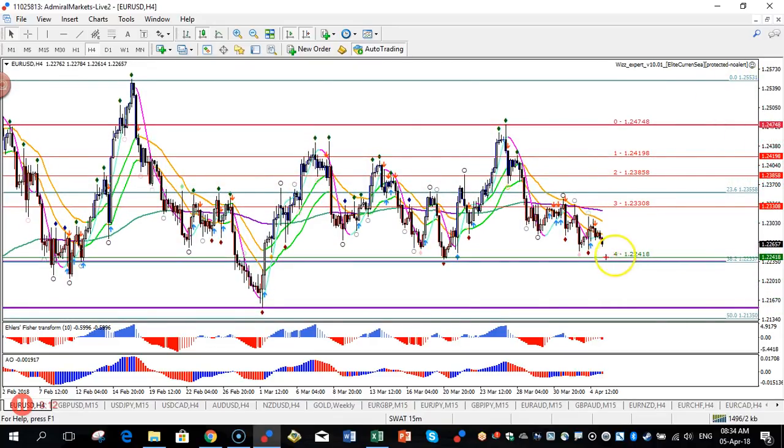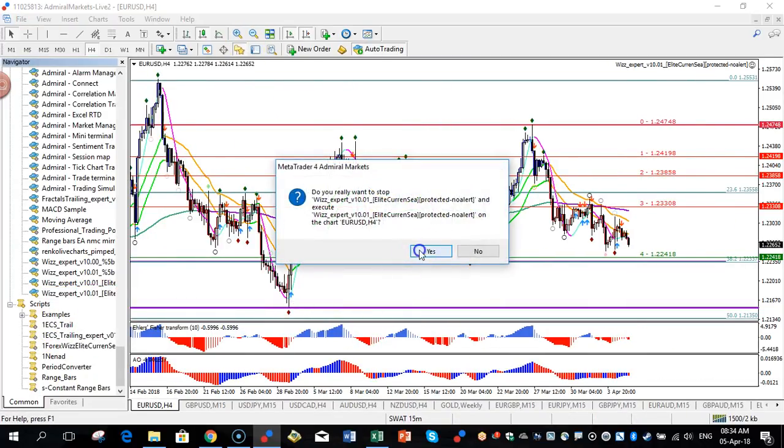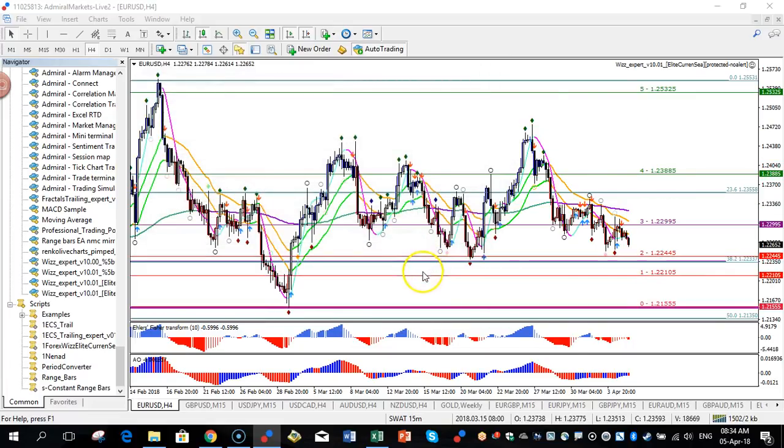Upside, we'll have to put the Wiz level at the bottom. Let me do that right now. I'll have to use this bottom. That's still intact at this moment. And you can see the price struggling to break above the 4th.